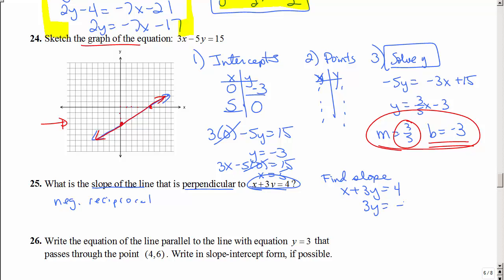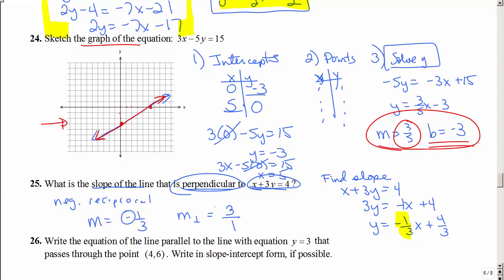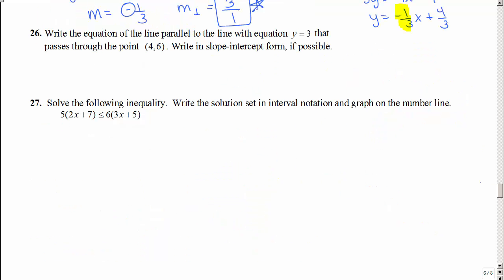So if I subtract x and divide by 3, remember that's a 1, and now it's in y equals mx plus b form, that's the slope. Okay, so the slope of the given line was -1/3. If I want something perpendicular, I want the opposite reciprocal. So I'm going to make it positive 3, or 3 over 1. That's what we're looking for.